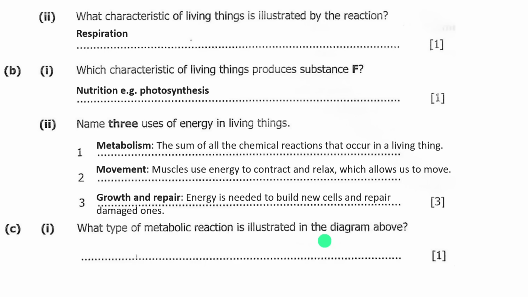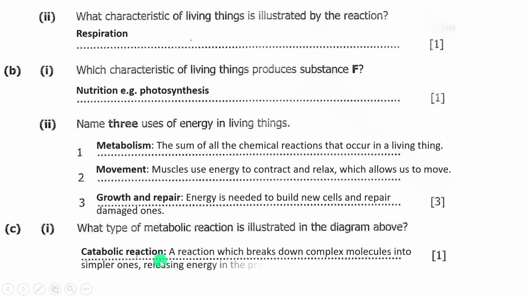So in that reaction it is just the breaking down. So if glucose is being broken down using oxygen to produce water, carbon dioxide, and energy, then that is a breaking down reaction, which is known as a catabolic reaction. So catabolic reaction, a reaction which breaks down complex molecules into simpler ones, releasing energy in the process. And then here we are seeing respiration is an example of a catabolic reaction.